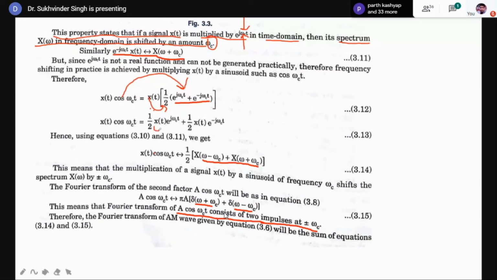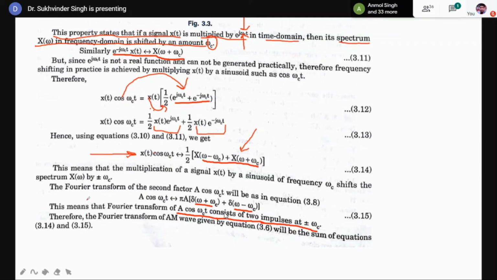We are talking about this expression and this expression. In equation 3.13, x(t) e raised to the power j omega_c t is equal to capital X(omega minus omega_c), and x(t) times e raised to the power minus j omega_c t is equal to X(omega plus omega_c). So now in equation 3.14, what we have achieved is that we have converted the time domain equation into a frequency domain equation. So we have achieved this for the first expression.